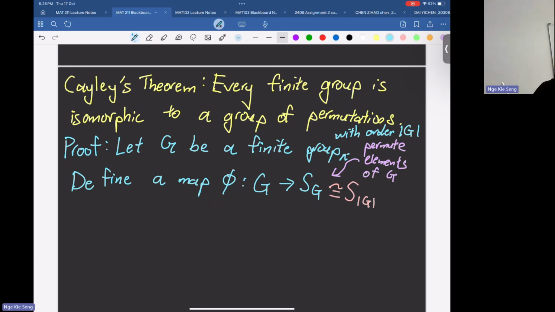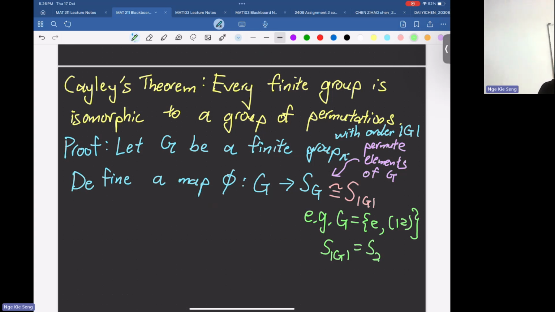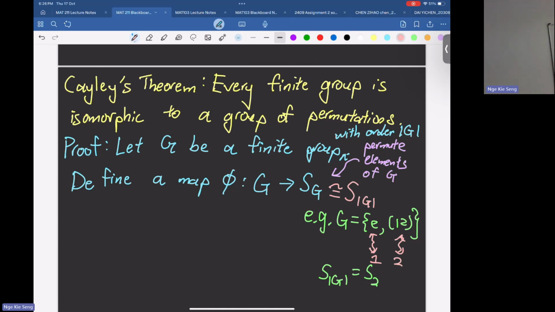Any questions? Or do you need an example to imagine? Okay. So let G equal E and 1, 2. How do we permute these two things? S of modulus G here is just S2. Because what you really do in your brain is maybe draw an arrow: you associate E to 1 and then 1, 2 to 2. This is really like what we do for the Sn and Pn isomorphism. We send 1 to E1, 2 to E2.